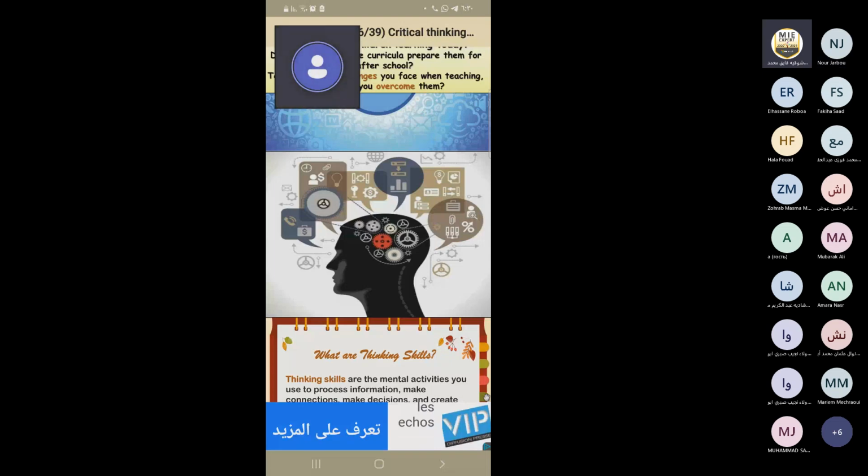I add here some suggestions from the chat box. Miss Noel adds the curricula is not suitable. I guess that she means the curriculum is a British one, for example, in Palestine here at our schools. So it suits the British ones, the native speakers of English, and as a result, we are suffering with our students. She means that.